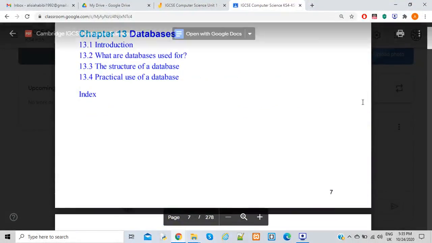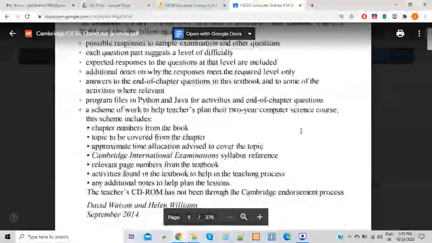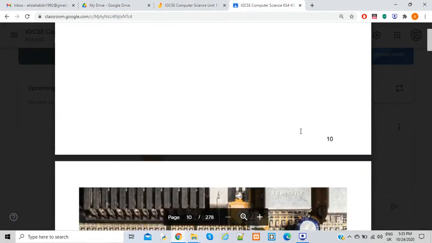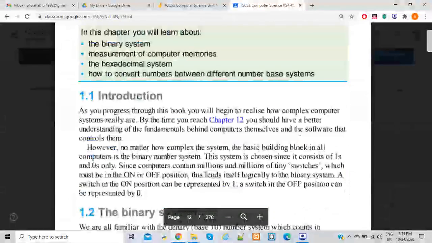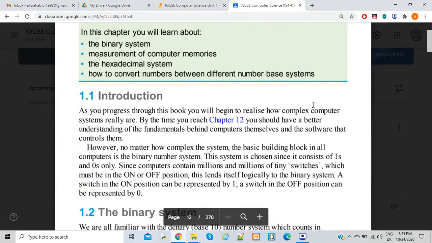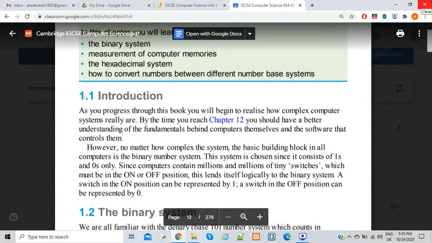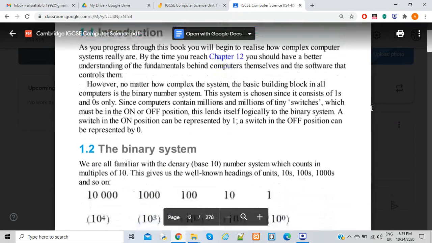I'm going to start by explaining chapter 1, and it focuses on binary systems and hexadecimals. Basically, it explains what binary systems are, and our denary system that we currently have, which is the base 10 number system. So we're going to be looking at why we have a binary system, how conversions are made from binary to denary, denary to binary, hexadecimal to binary, and binary to hexadecimal. We're going to be looking at the conversion steps that involve changing from one form to the other.